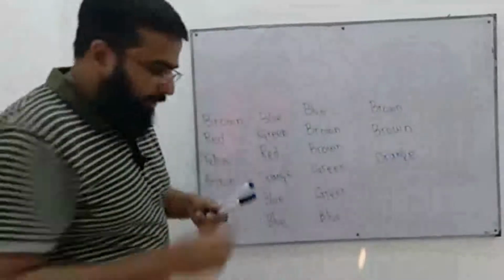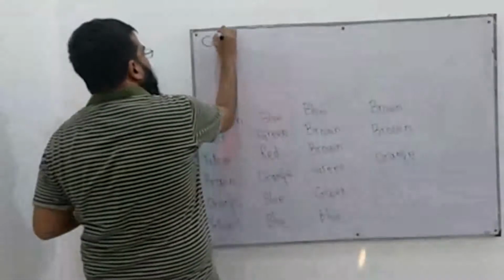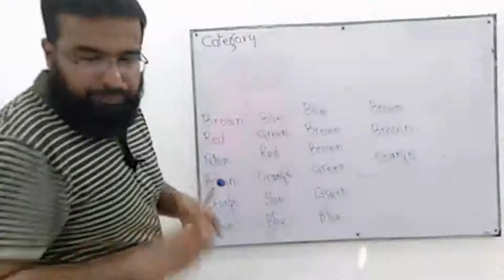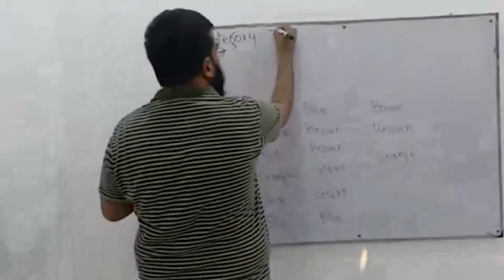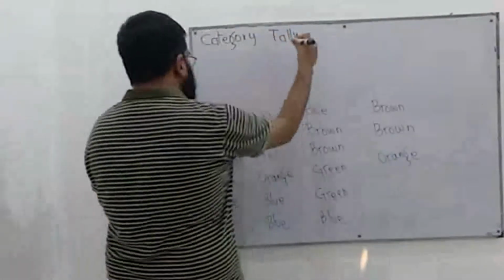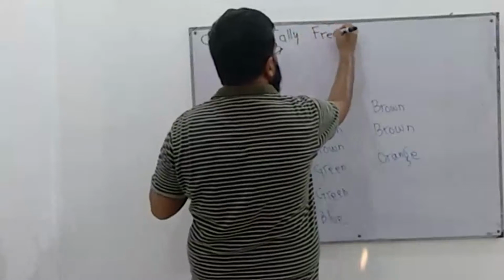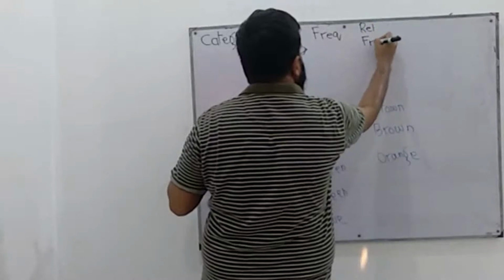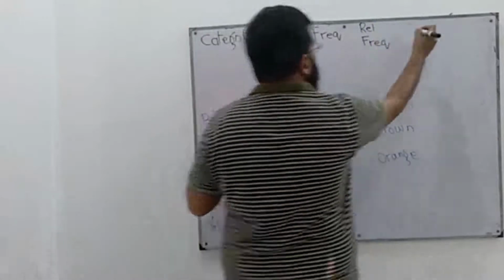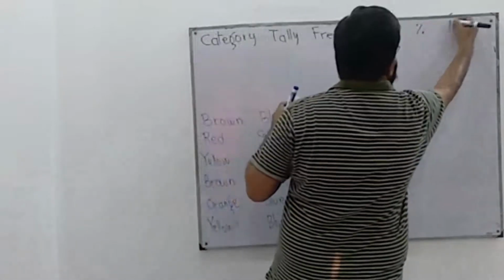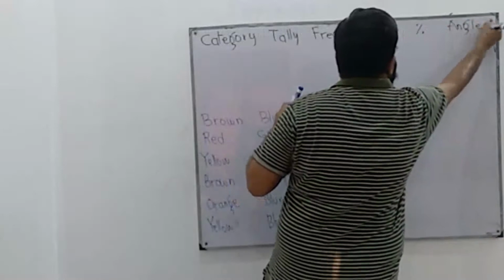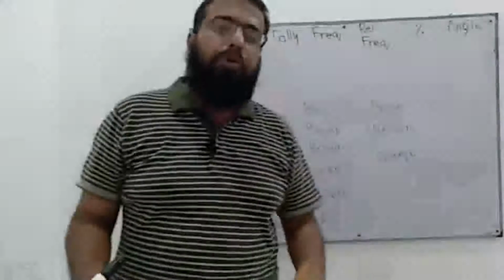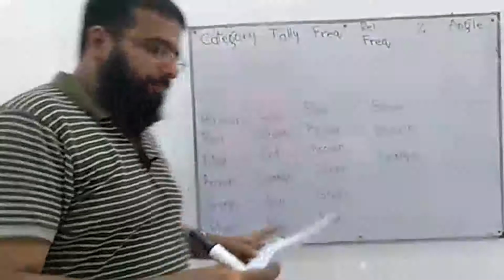In the table, we'll have these columns: category, tally, frequency, relative frequency, percent, and angle. This information collected from this raw data will help us to plot the bar chart and pie chart.